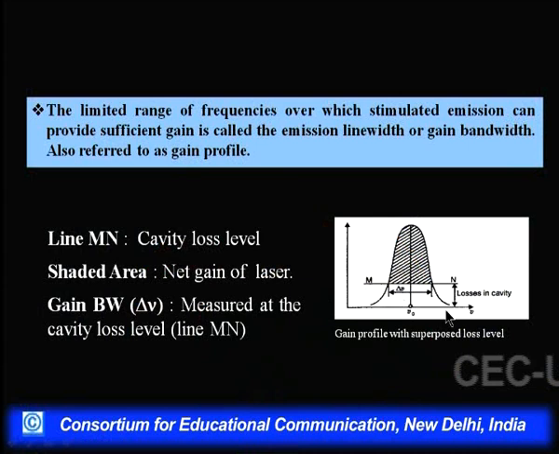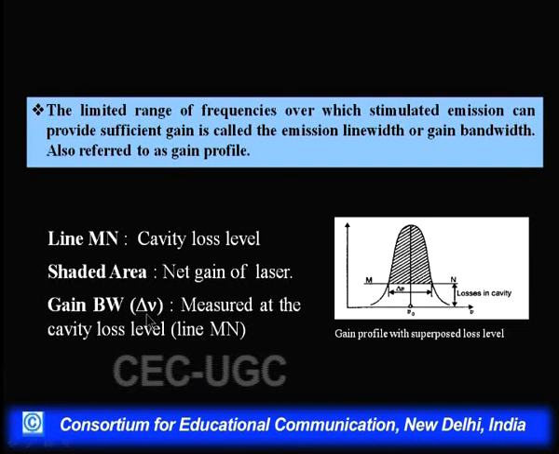The line MN here defines the cavity loss level. Up to here we can get the different losses in the cavity, and the shaded area defines the laser gain. The laser gain is more as compared to the losses. The gain bandwidth, delta nu, is measured at the cavity loss level, defined by MN, which separates the loss and the gain in the cavity.